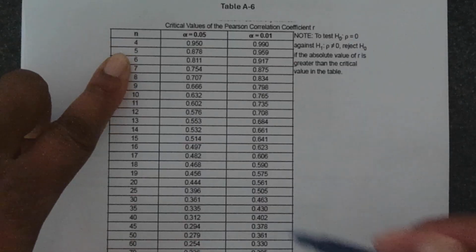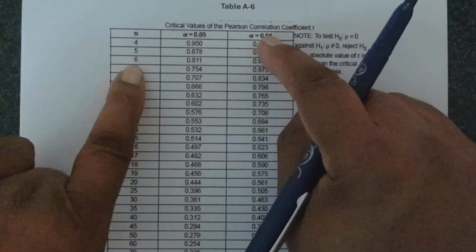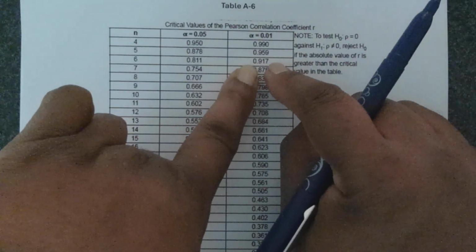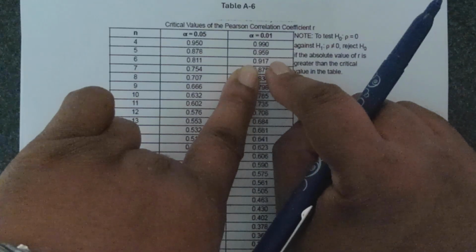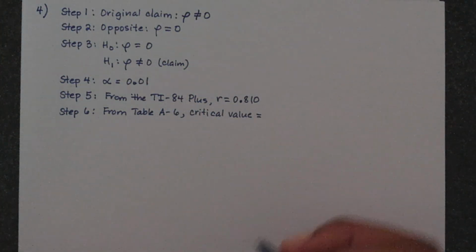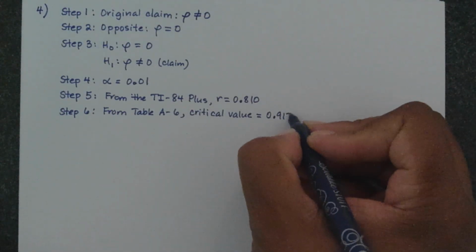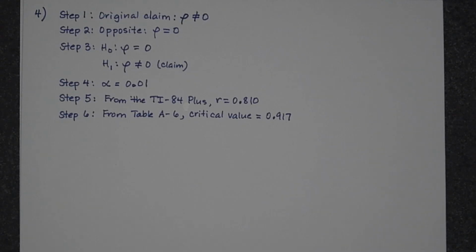What significance level do we have here? 0.01, and there are 6 paired data values. So read across and down, what would be your critical value? 0.917. That's your critical value. Now I can turn this light back on.